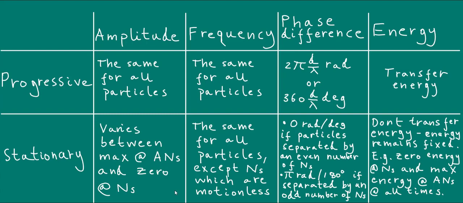In this video we've been comparing transverse, progressive and stationary waves on a string or a rope. But please be aware that everything we've discussed here and everything we've got written down in our table here holds equally well when it comes to a comparison between longitudinal, progressive and stationary waves as well.